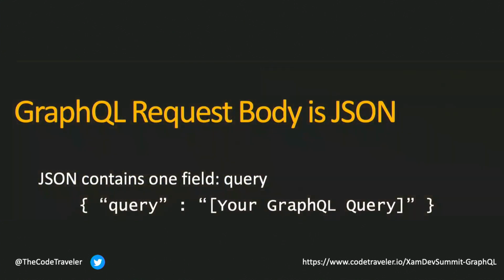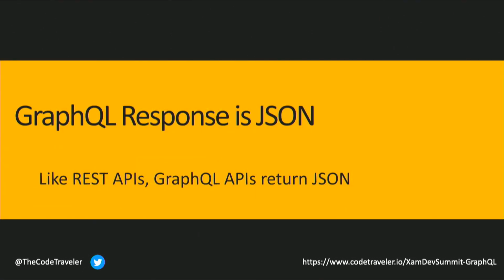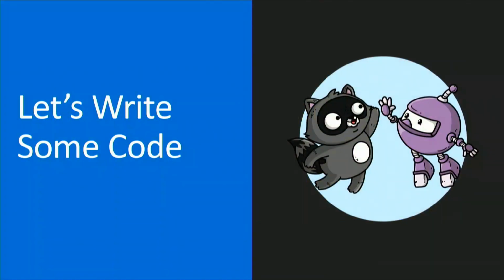In GraphQL requests, that body is just JSON. So it's one field, it's easy to remember, it's just query, and then we can just copy paste in that GraphQL query that we discovered when we were playing around in Graphical. And that response is JSON, so just like REST APIs, the response that comes back is JSON data. Okay, so enough talking about it. Let's actually write some code.